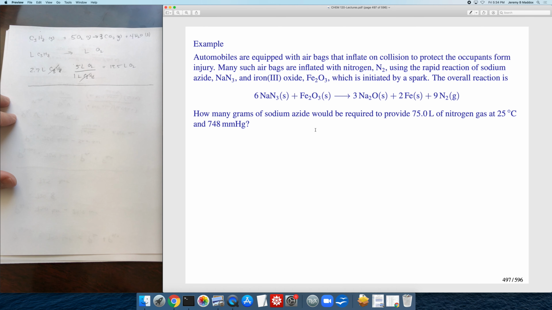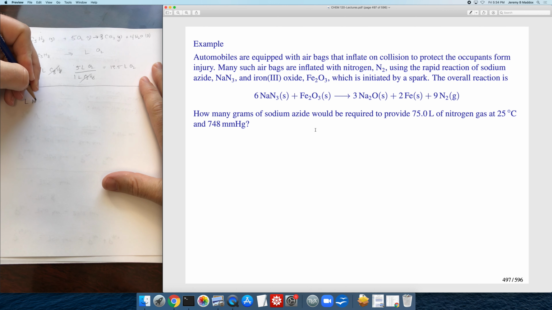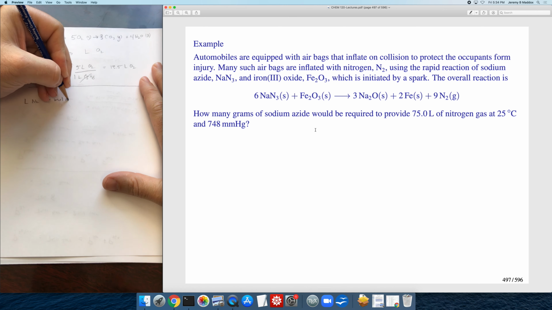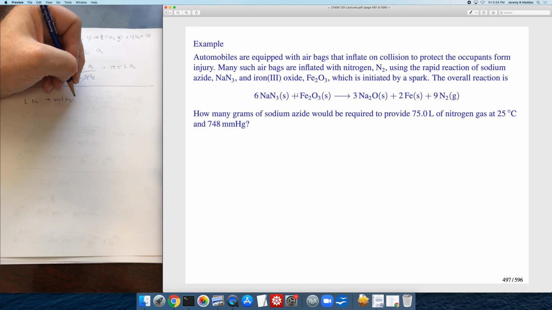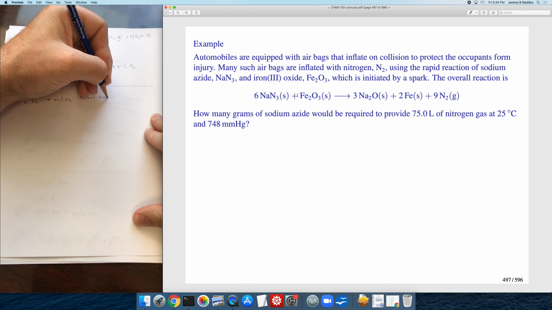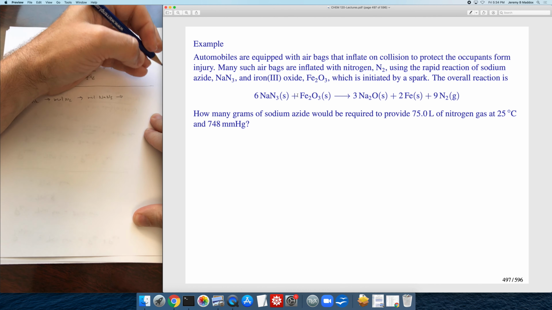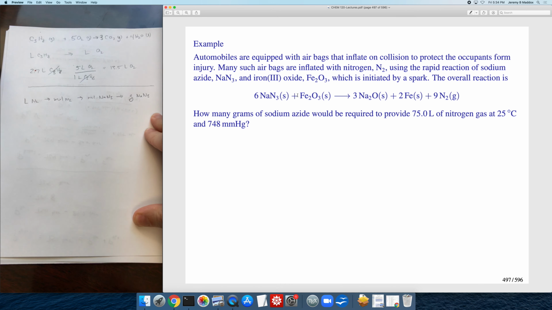So we're going to convert from, let's call it liters, liters of N2 to moles of N2. Once we're at the mole level, we can use the stoichiometric coefficients to convert to moles of the sodium azide solid. And then from there, we can calculate the grams of the sodium azide that we need.